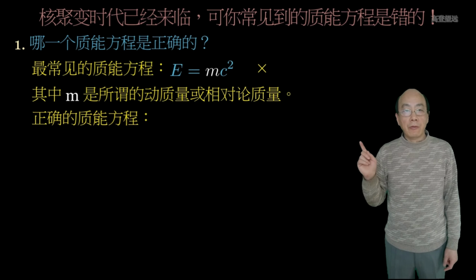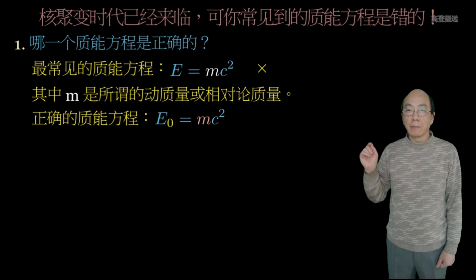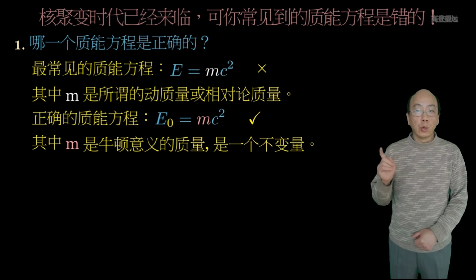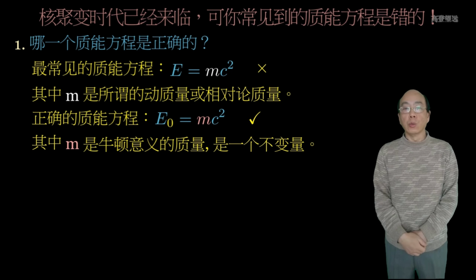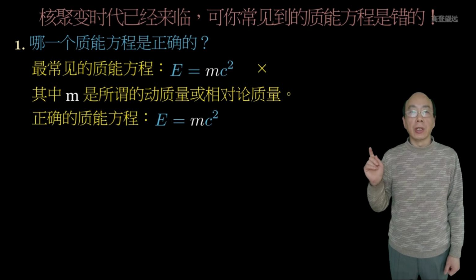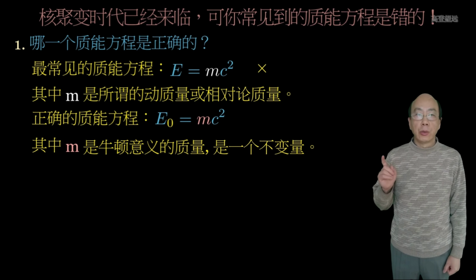The correct mass-energy equation should be that E0 is equal to mc squared. Here m is the mass in Newton's sense, which does not change with the speed. c is also the speed of light. E0 here represents the energy of the object when it is at rest, which is called the rest energy or internal energy of the object. In general, for an object, it does not change. This subscript indicates that the state of the object is at rest. So let's analyze and discuss why this is correct.